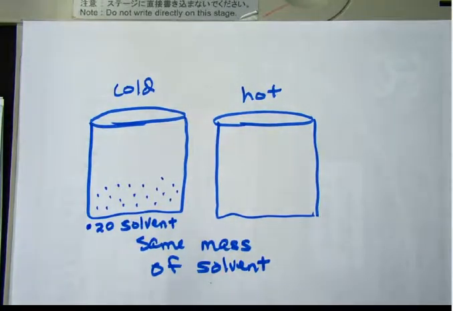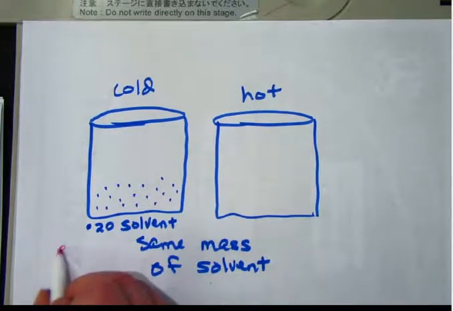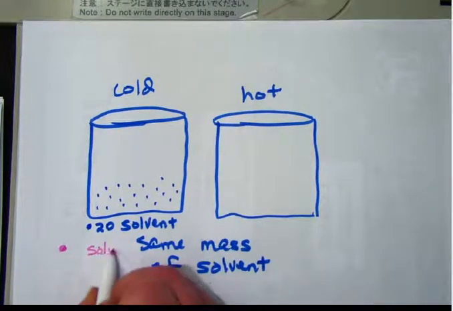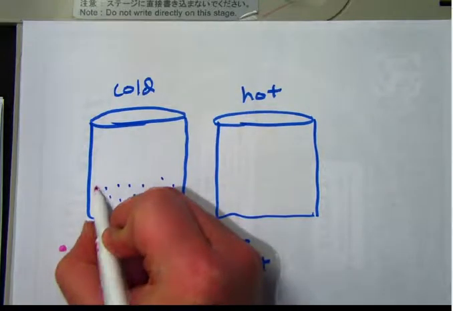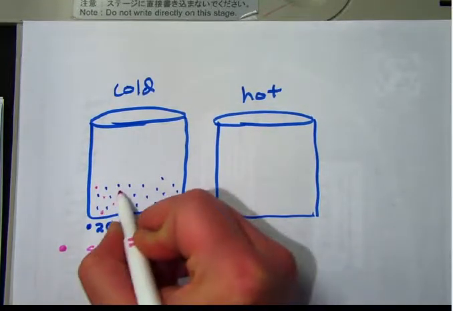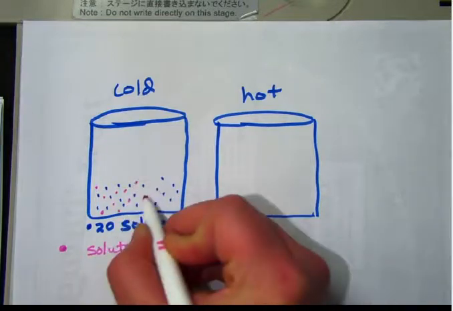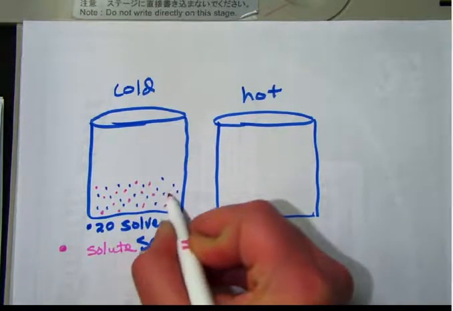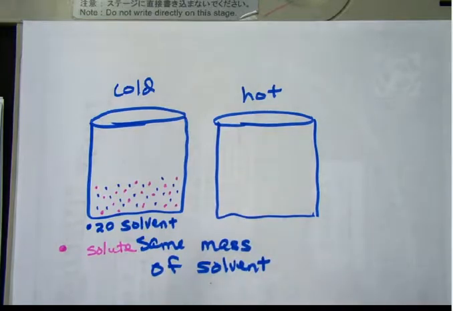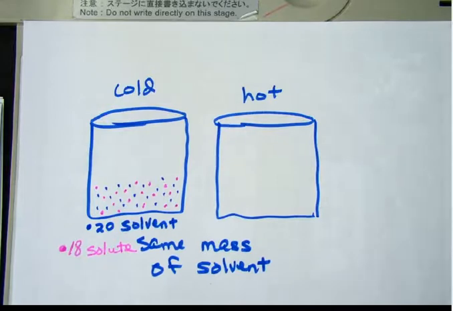Now I'm going to see how much solute I can get into those spaces. So I'm going to use pink here for my solute. And I'm going to fit them in the spaces. Okay, I got 18 to fit in the spaces between my solvent. Now let's move over to the hot water. Let's add some heat, bring it up to hot.